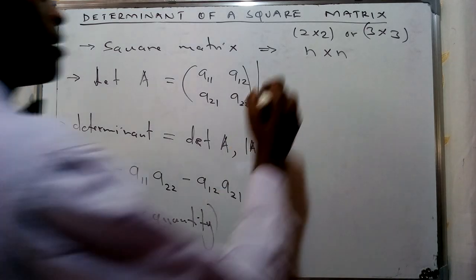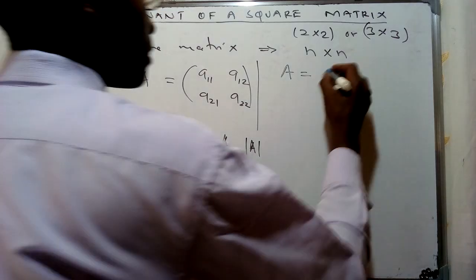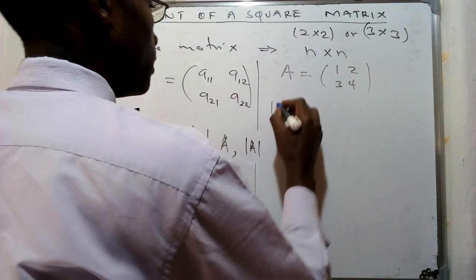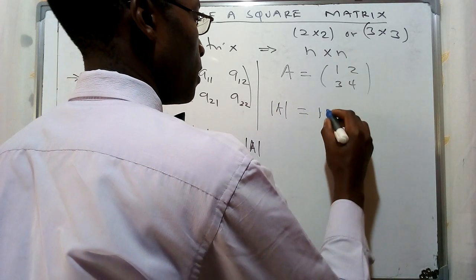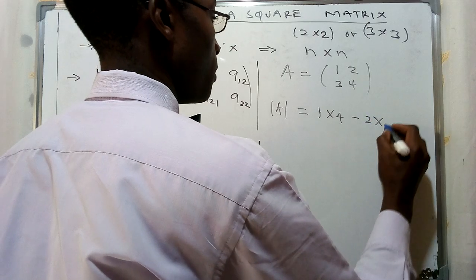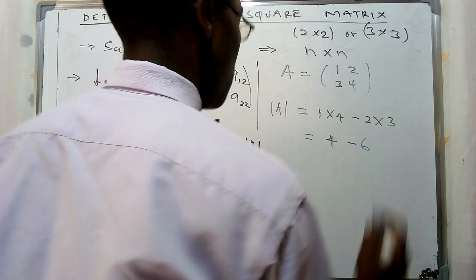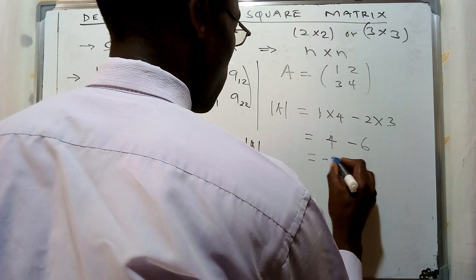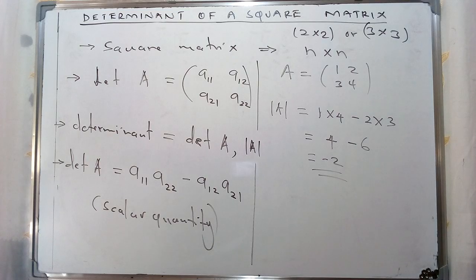Suppose we have a matrix A given by the elements 1, 2, 3, and 4. If we are required to find the determinant of this matrix, then this is going to be the product of 1 times 4 minus 2 times 3. So basically, this is 4 minus 6, and this is going to give us the value of negative 2, which we said forms a scalar quantity.